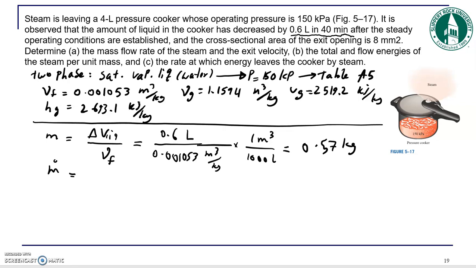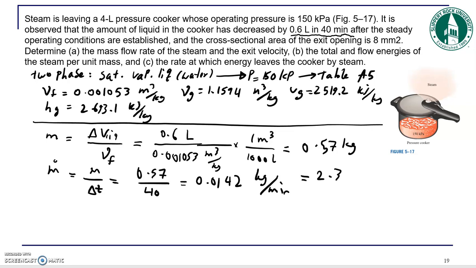Okay, now it's easy to do that. M dot is equal to m divided by delta t. So mass is 0.57 divided by 40 minutes, and that is equal to 0.0142 kilogram per minute. Okay, so that's our mass flow rate, which we can write in terms of kilogram per second as well. So 2.37 times 10 to the negative 4 kilogram per second.